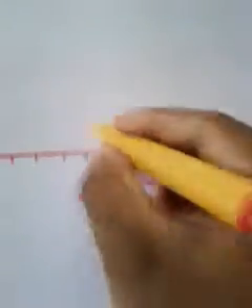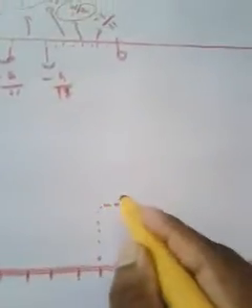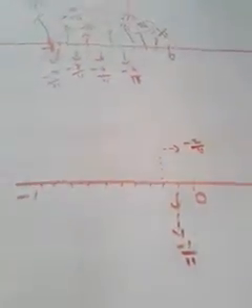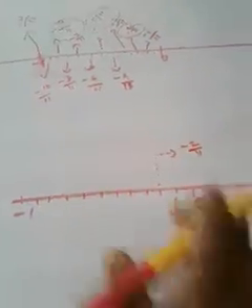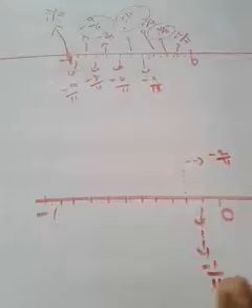Minus 1 by 11. Then what will it be? Minus 2 by 11. In this way, you have to write very properly. When someone sees, they have to say it is a perfect notebook. In that way, you have to mark. Don't mark like this. Okay, you have to mark in this way.